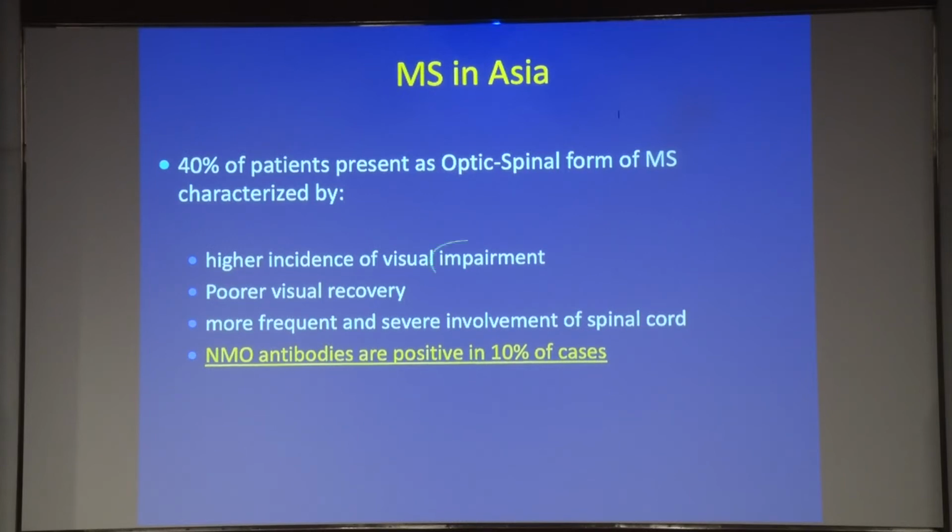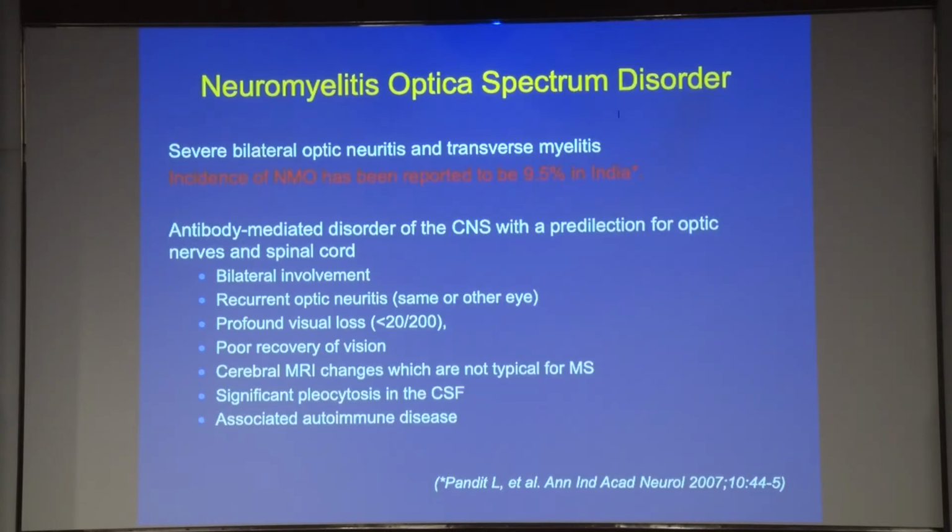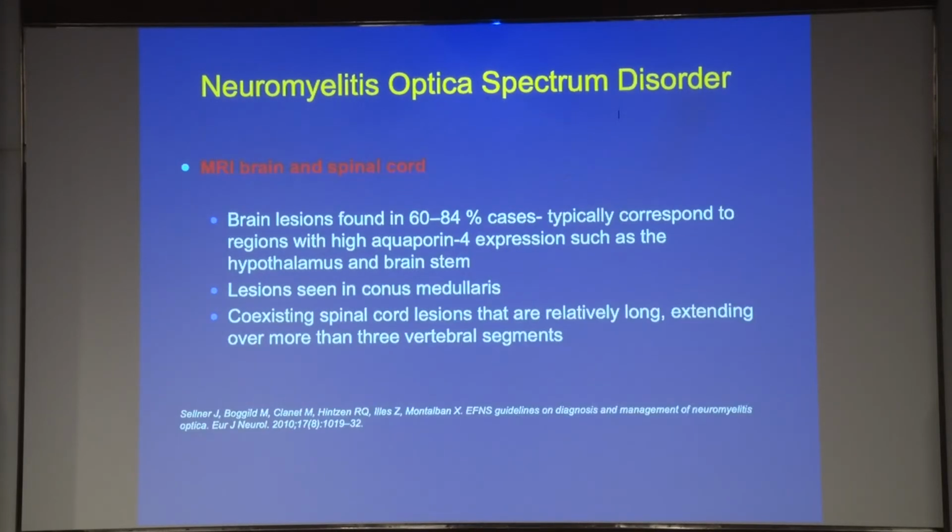There's higher visual impairment, poor recovery, and more severe and significant involvement of the spinal cord. So with NMO, the important features are bilaterality, recurrence, profound loss, and poor recovery. So these are all changes. Lekhi Pandit has been doing outstanding work on NMO. And again, like I said, it's important to get an MRI. You're able to pick up a different involvement of the brain in NMO as compared to multiple sclerosis.